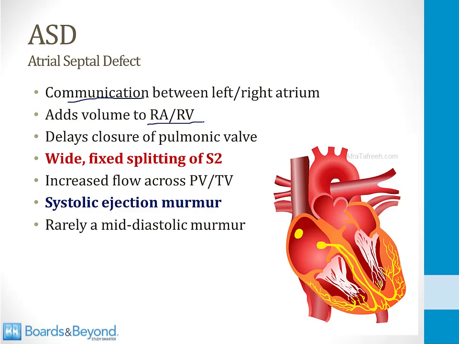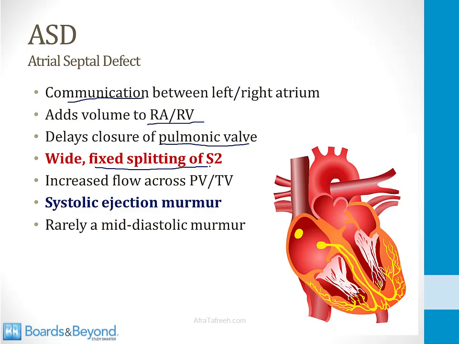Because the right side of the heart will have to pump slightly more blood than the left side of the heart in this situation, the closure of the pulmonic valve will be delayed relative to the aortic valve. This creates the classic auscultatory finding in ASD, that is a wide fixed splitting of S2.